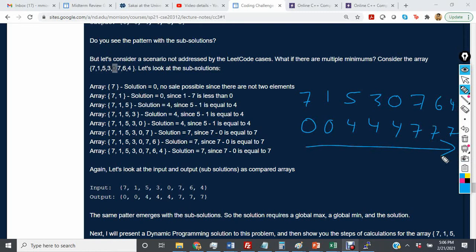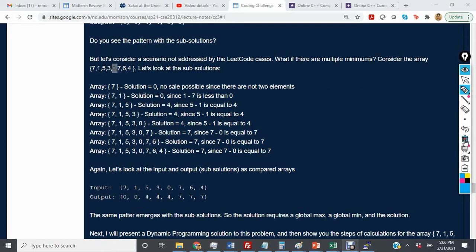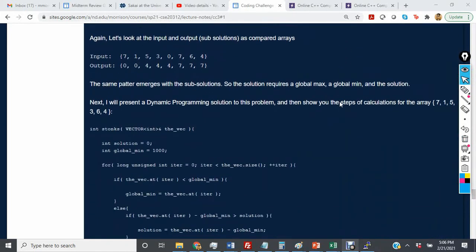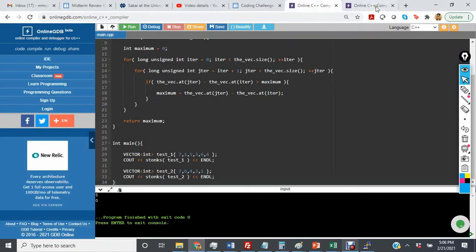So the question becomes, how can I take advantage of that to significantly reduce the number of calculations? And this is what I did in my solution, and this is what I have in this code.